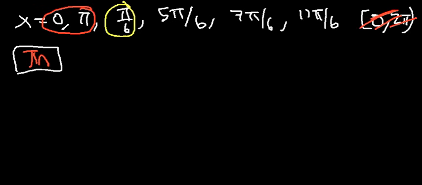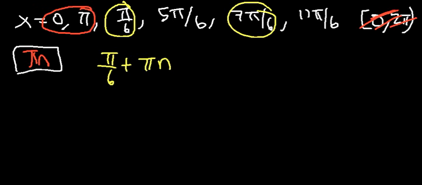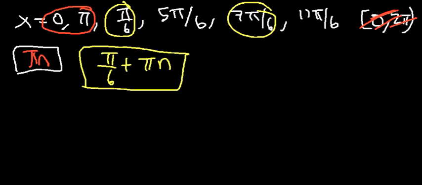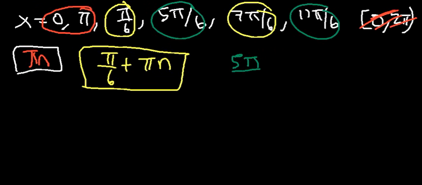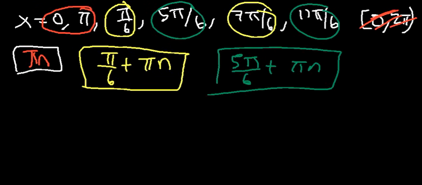Notice that pi over 6 and 7 pi over 6 differ by pi. So for those two, we can say pi over 6 plus pi n. When n is 0, we get pi over 6. When n is 1, we get 7 pi over 6. And these two differ by pi. So the other answer is 5 pi over 6 plus pi n. If n is 1, you get 11 pi over 6. So that's it for that particular problem.